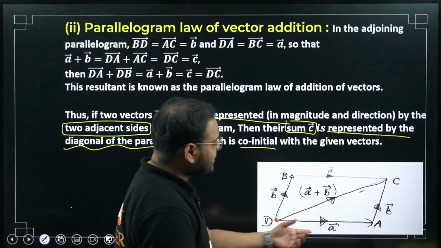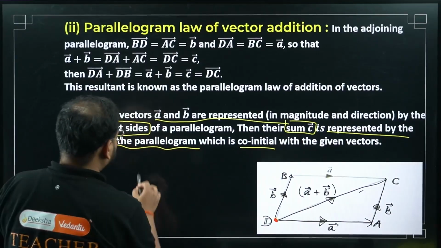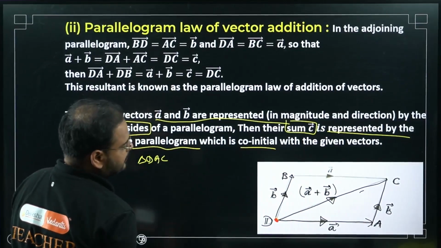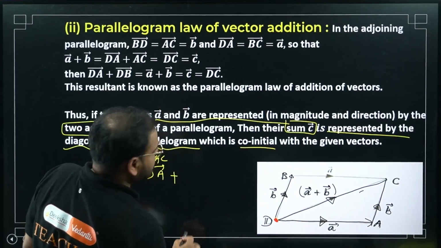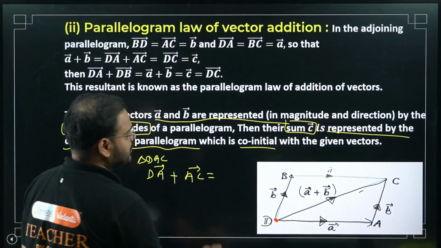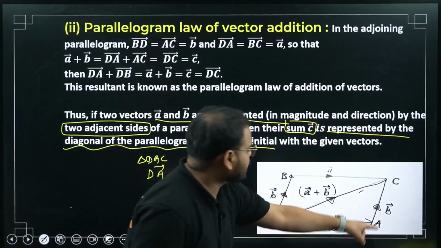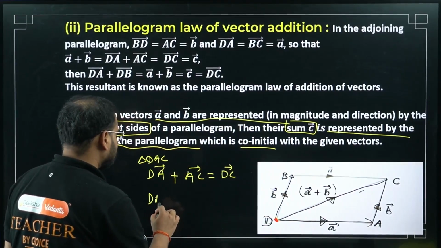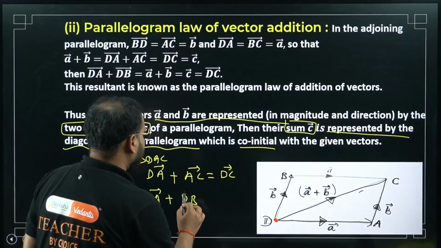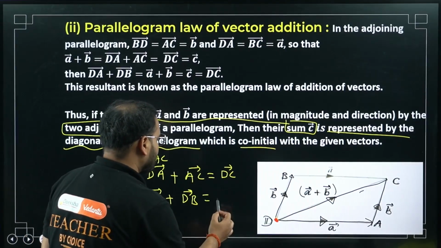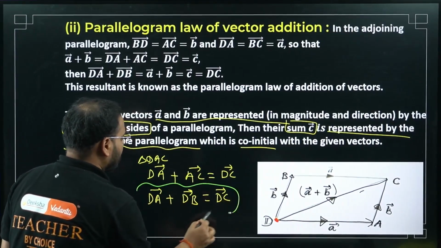So basically, if I have to summarize this, I can write it in triangle form also. If I look at the triangle DAC, please check. Triangle DAC, vector DA plus AC is equal to DC. And now we know that AC is also equal to DB. So I can write DA as it is, and AC as DB, opposite sides of the parallelogram, equals DC. And this is the statement of the parallelogram law of addition.